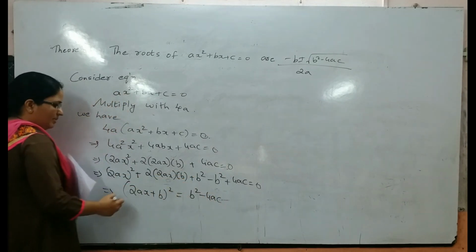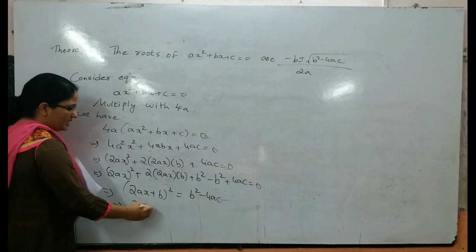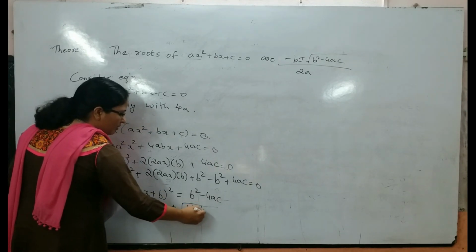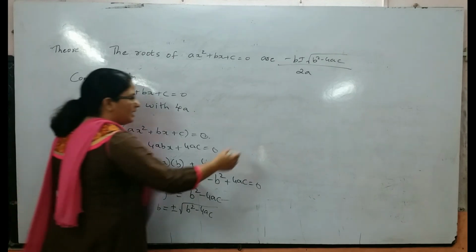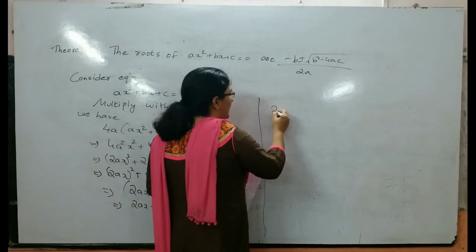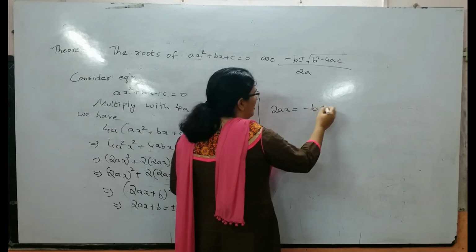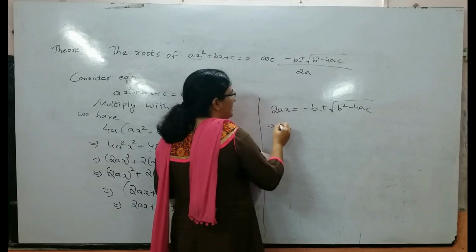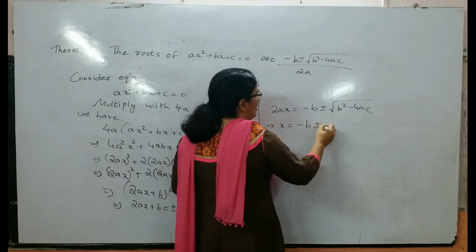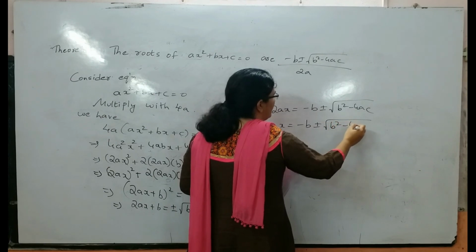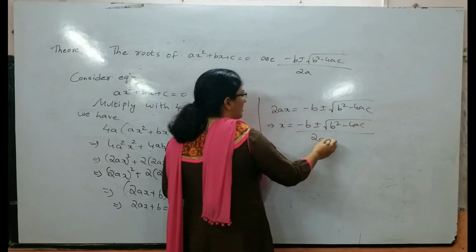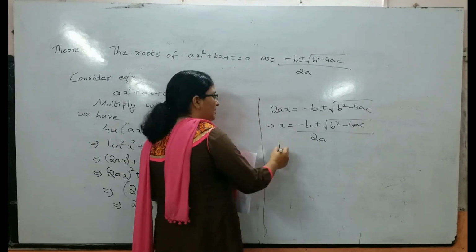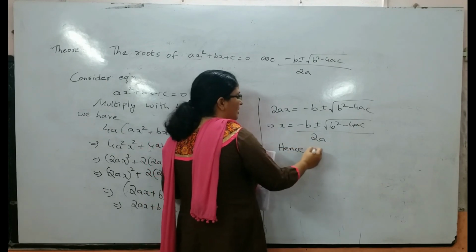Take this square, that side it will become root. 2ax plus b is equal to plus or minus under root of b square minus 4ac. Take this b that side, you get 2ax is equal to minus b plus or minus under root of b square minus 4ac. This implies x is equal to minus b plus or minus under root of b square minus 4ac by 2a. Hence proved.